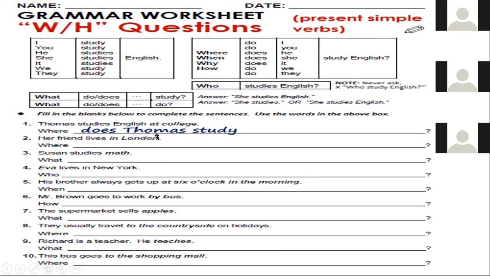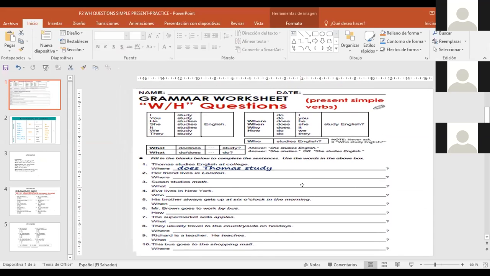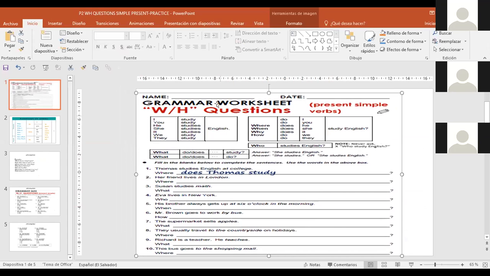So what we are going to do now is to convert these or to change these affirmative sentences into questions. Vamos a cambiar entonces estas oraciones afirmativas a preguntas. Ok. Entonces, en la número dos, necesito voluntario. La oración dice, her friend lives in London. Y la pregunta comienza con where. Entonces, ¿cómo nos quedaría esa pregunta?